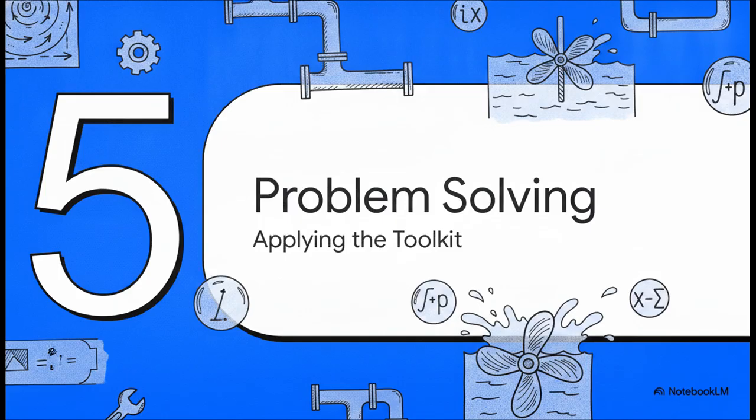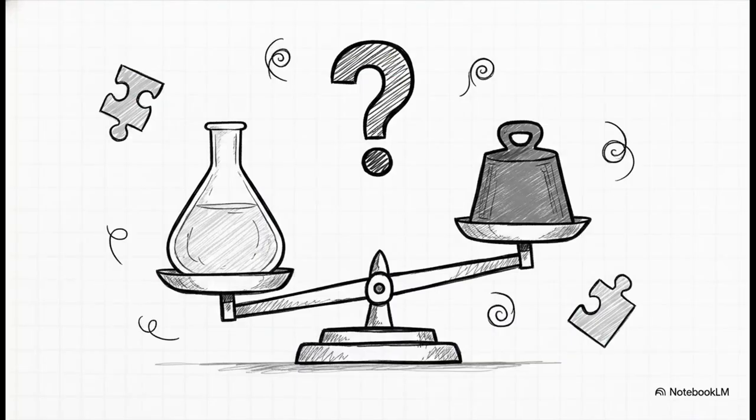Section 5. Solving a fluid problem. Let's put this all together. All right, here is our mystery to solve, straight from the source material. Imagine we have exactly 1 liter of oil, and it weighs 8 newtons. From just those 2 pieces of information, how do we find its specific weight, its mass density, and its specific volume? Let's dive in and see how the toolkit works.